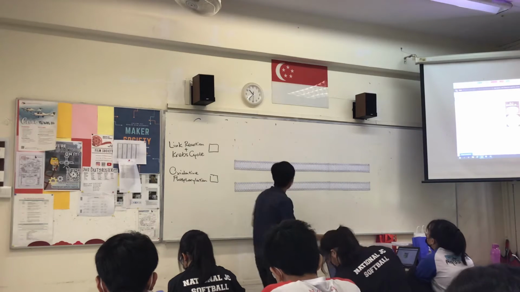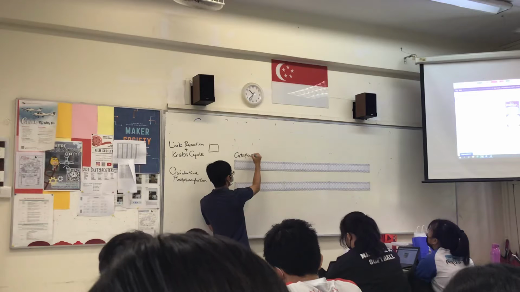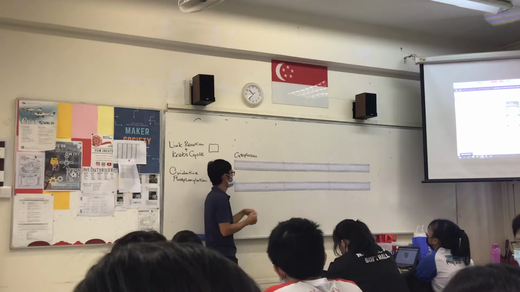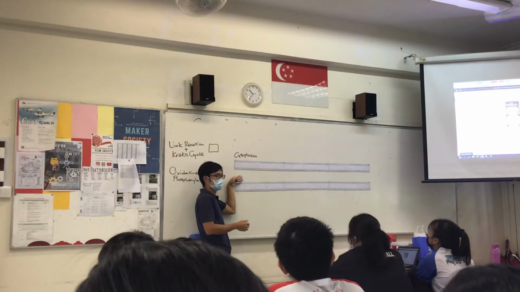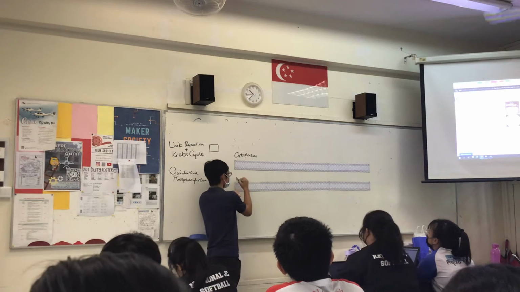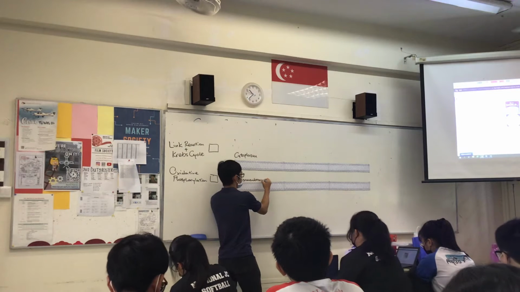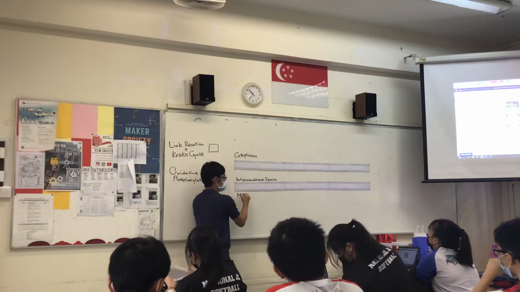Assuming this is the cytoplasm, this is the what space? Okay, intermembrane space. And this is the matrix.